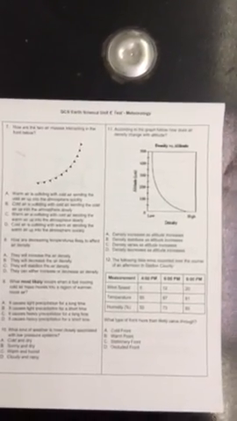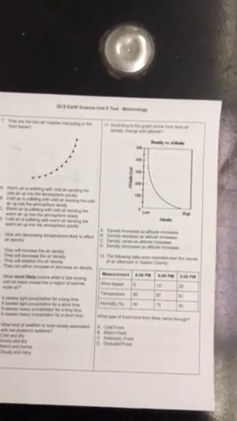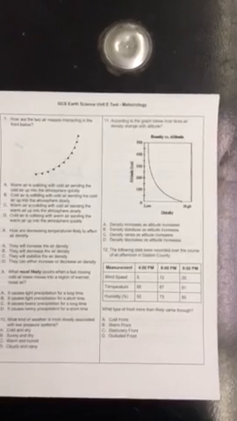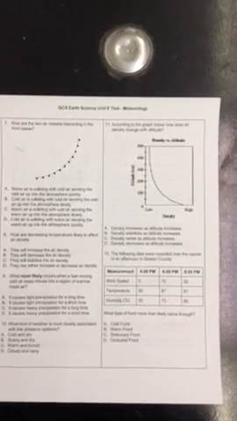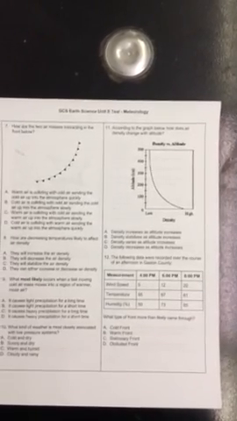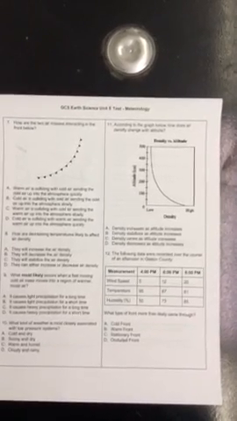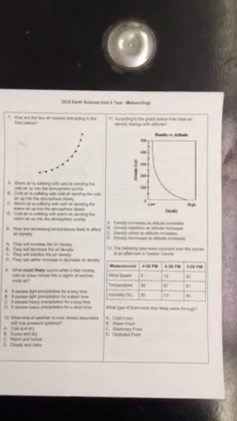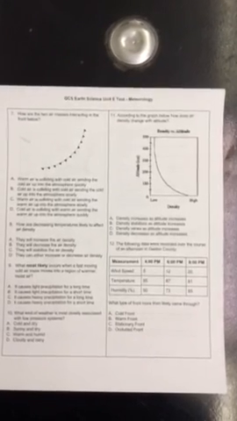Number 11, according to the graph below, how does air density change with altitude? A, density increases as altitude increases. B, density stabilizes as altitude increases. C, density varies as altitude increases. Or D, density decreases as altitude increases.